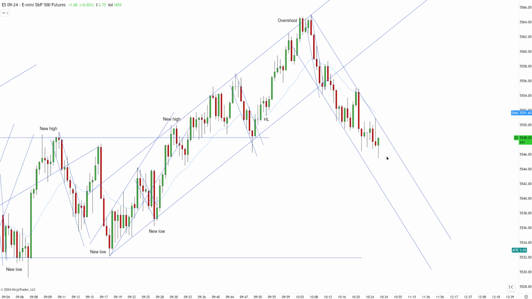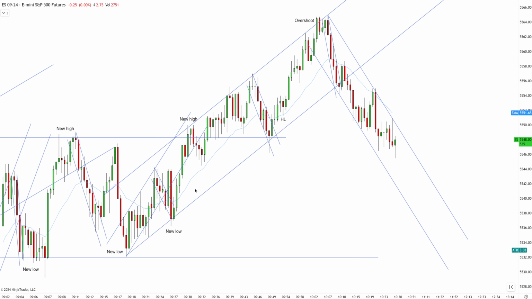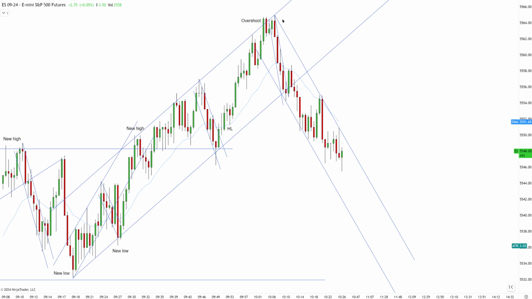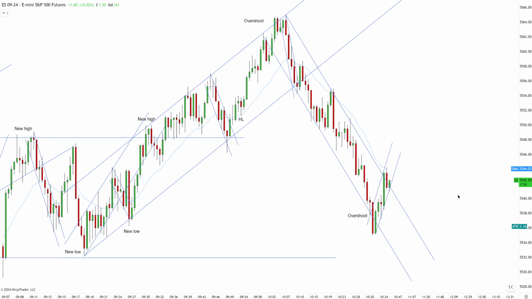Overshoot is generating a stronger pullback and we retrace too far down, so I'm no longer expecting a new high. This was just a secondary temporary channel. So I'm drawing a brand new wider downtrend, and this downtrend is still in play.